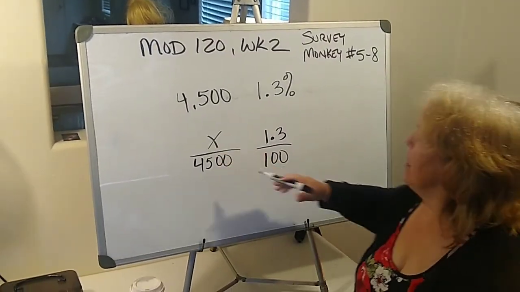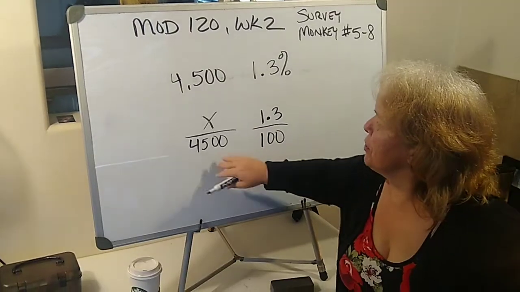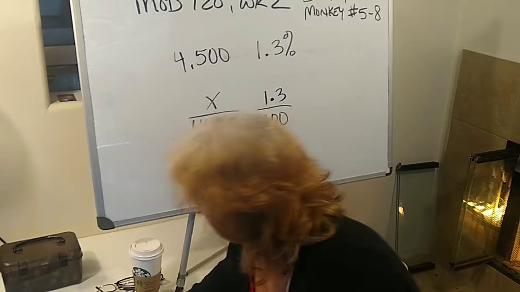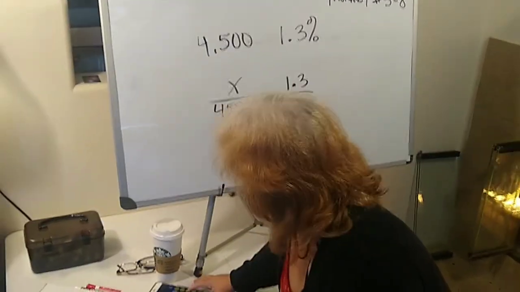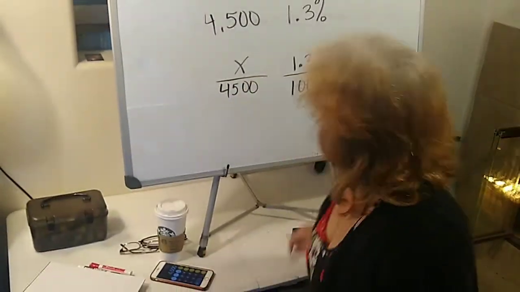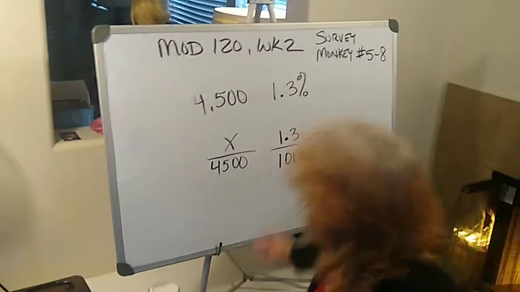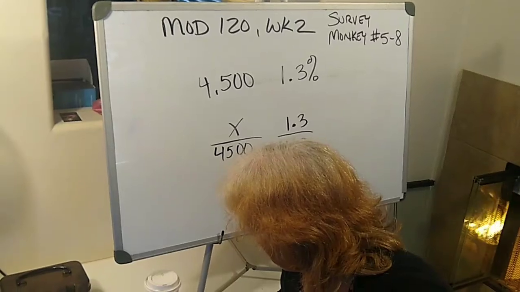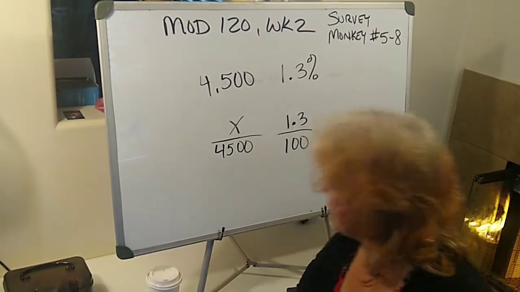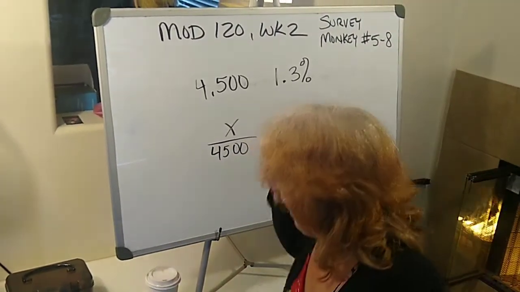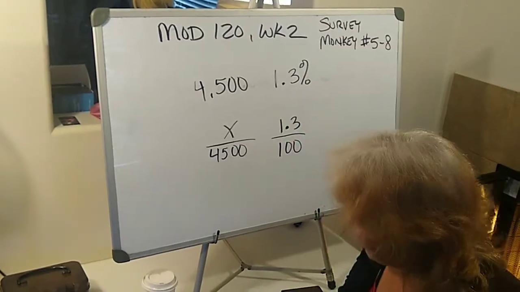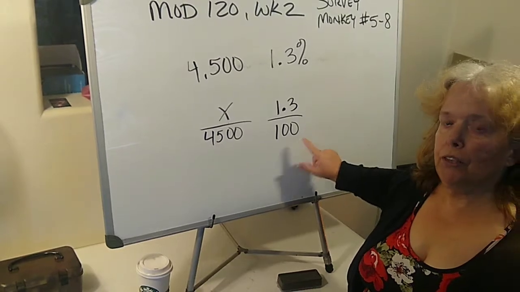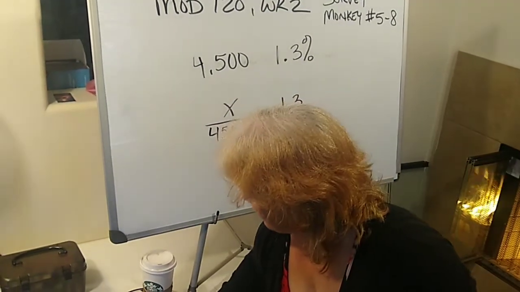Cross multiply whatever two numbers cross each other, which is the 4,500 and the 1.3. So 4,500 times 1.3. Don't put 13, make sure it's 1.3. It gives me 5,850. And then what number is remaining? That's the 100. So now we're going to divide by 100.